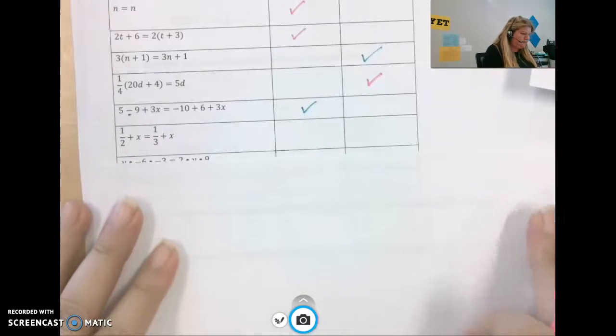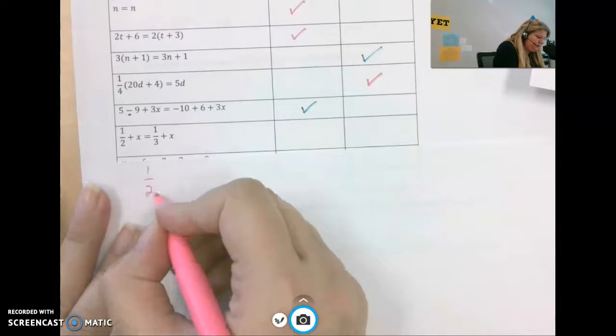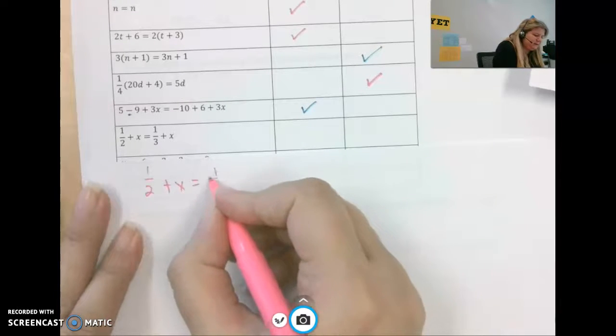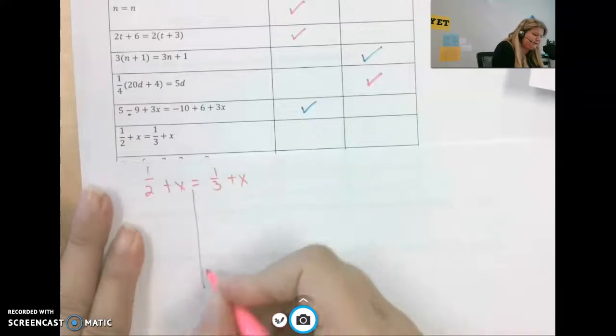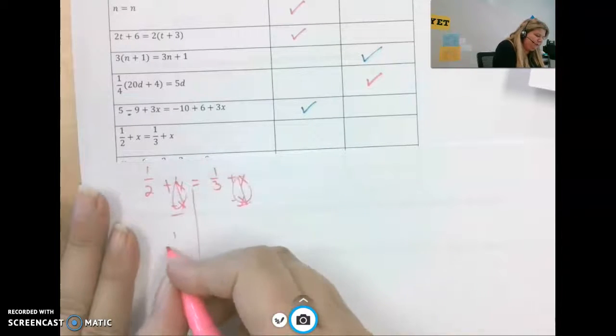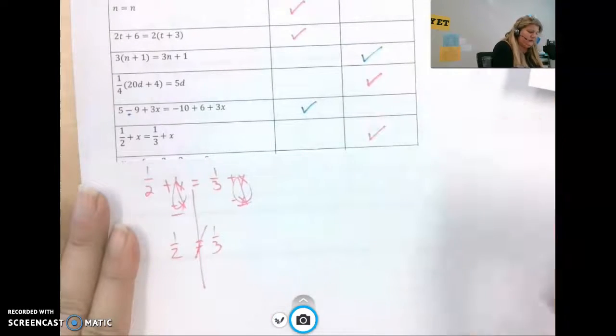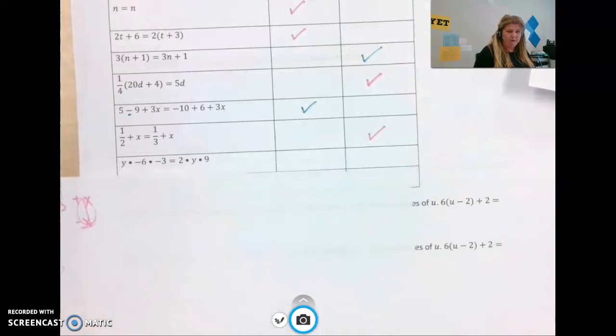Now I have this problem. 1/2 plus x equals 1/3 plus x. Let's just eliminate the variable. 1/2 equals 1/3. Lie. Never true. Couple more of these.